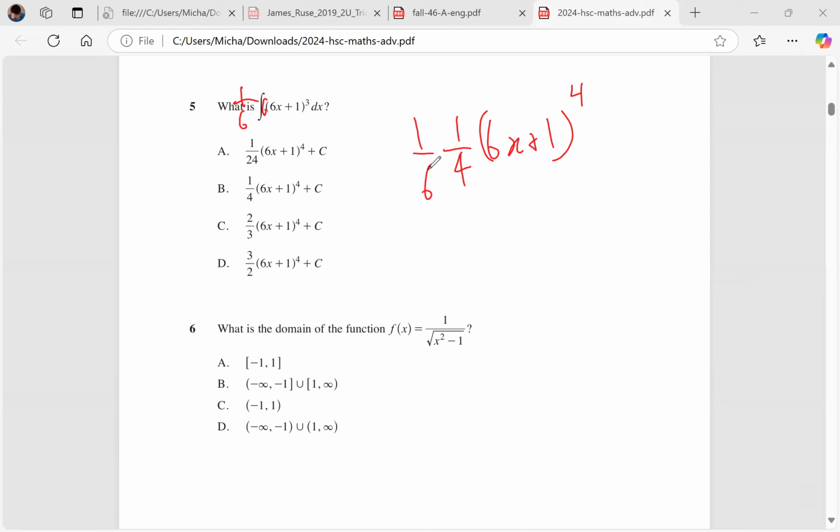To check this is correct, you would just need to differentiate it to get back to (6x plus 1) cubed. You could do it without actually solving it properly, because it's multiple choice. So this gives you A, I guess. You guys get A? Yeah, but I just differentiated all the options. Oh, okay. Yep.